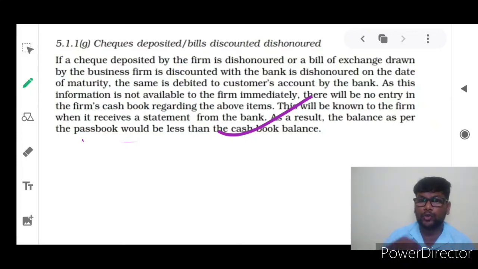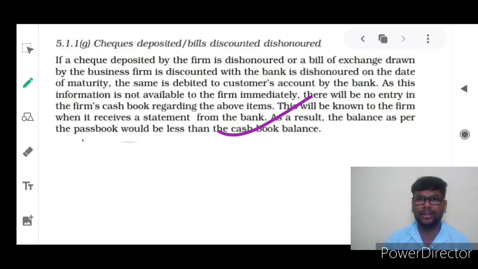At the same time, you drew a bill of exchange. You will study it in detail in chapter number 9. What is the meaning of a bill of exchange? Actually it is a very big process. Instead of giving money, they will write and give a bill. So that bill you wrote and gave to your banker to discount, but the bankers are not ready to discount your bill, so they discounted your bill.